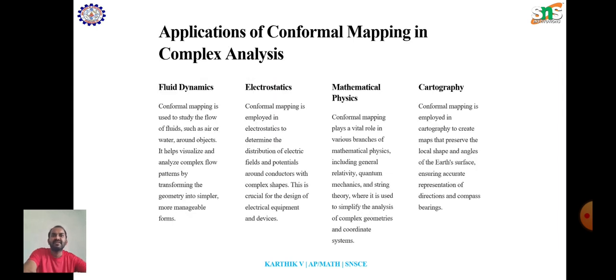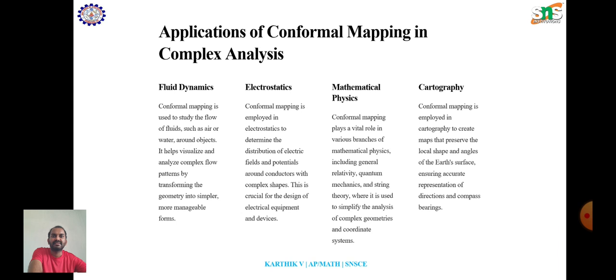Applications of conformal mapping. Conformal mapping plays a crucial role in complex analysis. Solving boundary value problems. Conformal mapping allows for the transformation of complex boundary value problems in one domain to simpler problems in another domain.